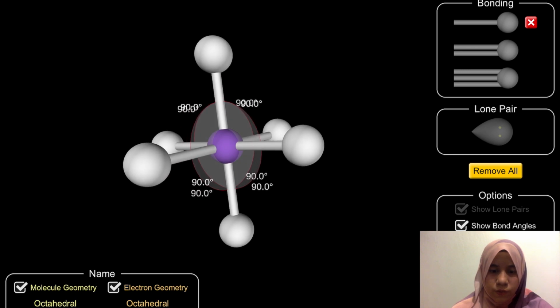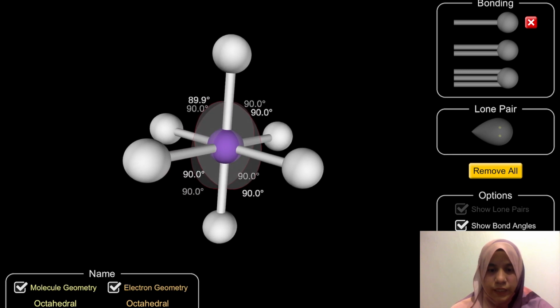Okay, macam ni. So this is what we call octahedral. The bond angle for all of it is actually 90 degree. Okay, so ini sahaja. Ini Miss nak tengok yang basic molecular shape.